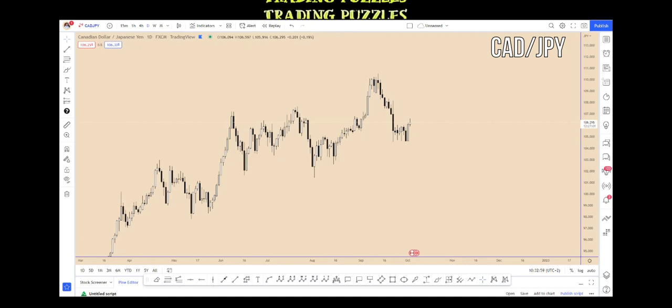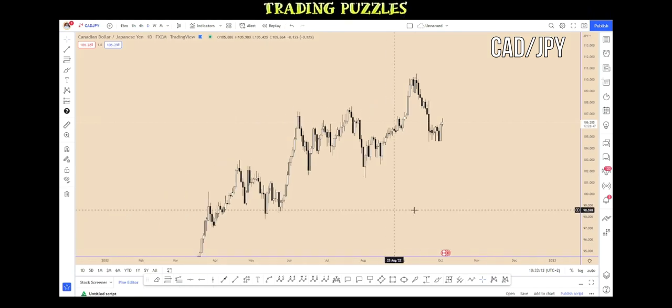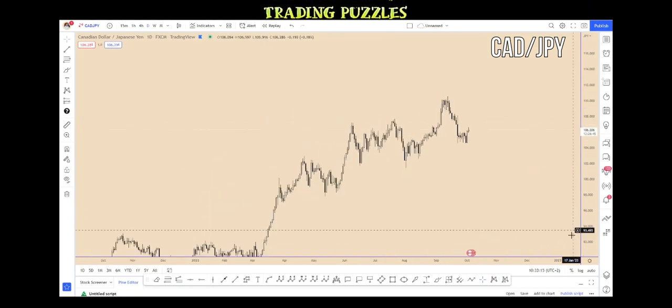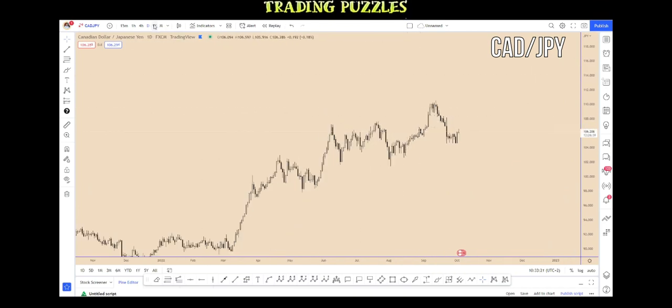Today we are going to look at Canadian dollar yen and GBP Australian dollar. These analyses were requested by Barbie Doll FX. So let's go on and look at what we are going to have on these two currency pairs. The first one is the Canadian dollar.